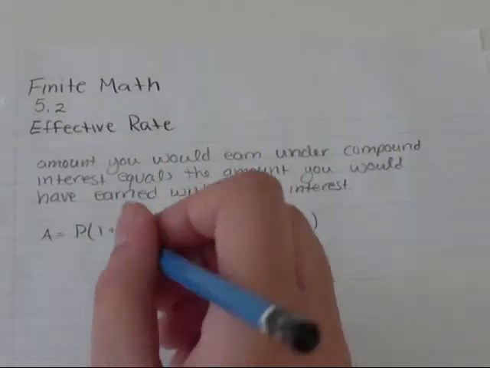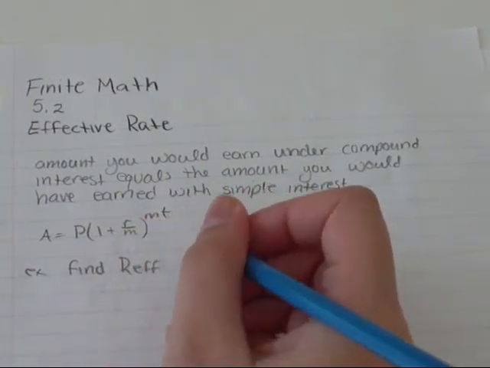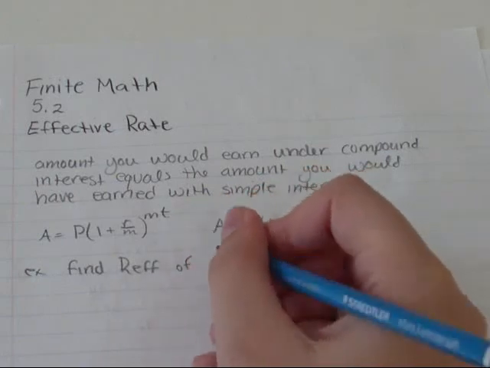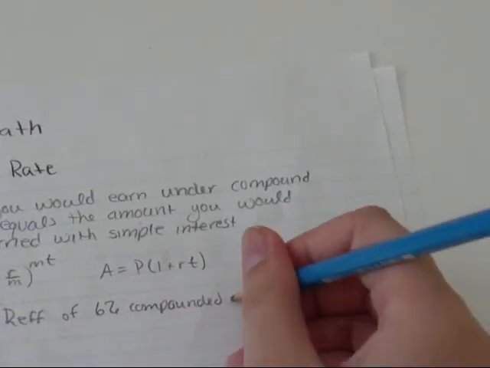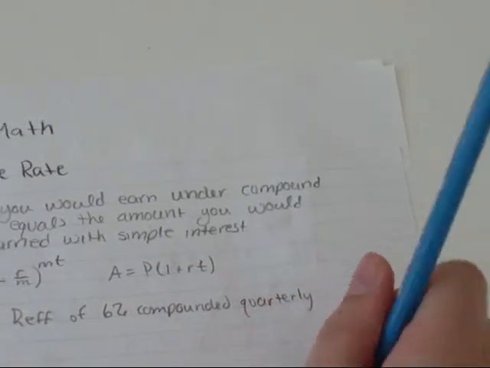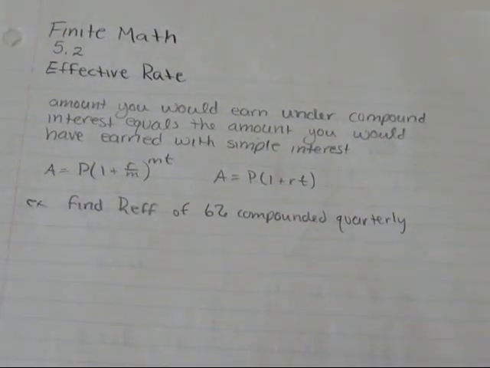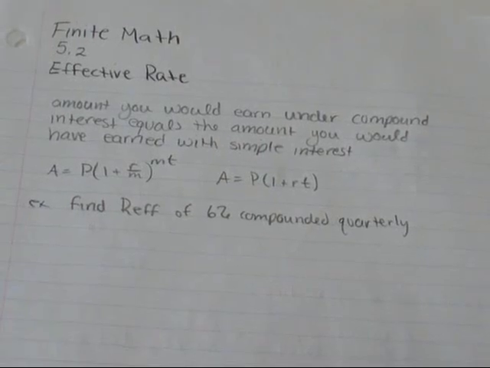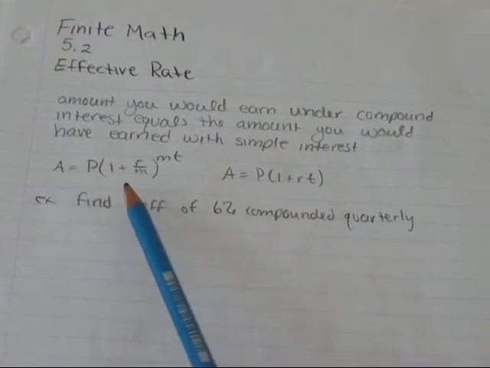So I'm going to find the effective rate of 6% compounded quarterly. So at what simple interest rate do I have to have so that the amount of interest I'm earning in, let's say, time equals a year, equals the amount I would have earned under compound interest at 6% compounded 4 times a year?